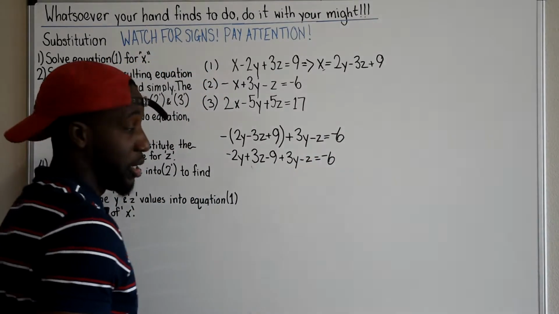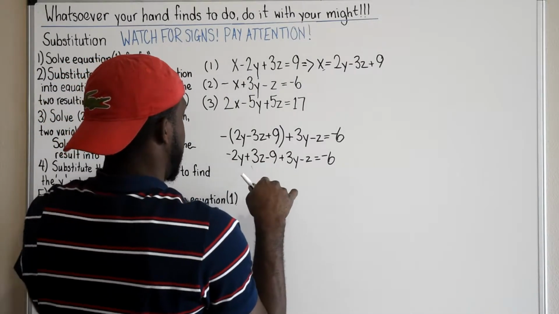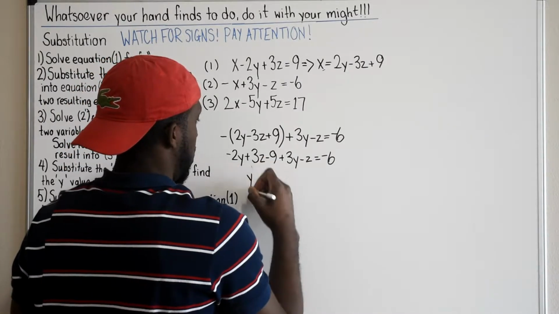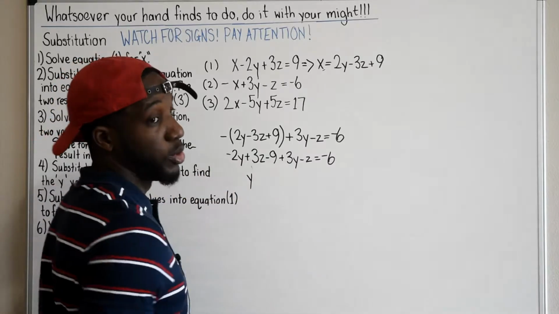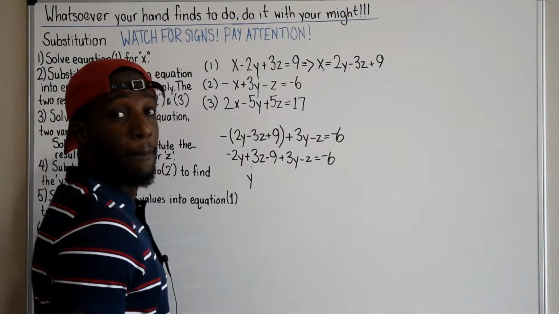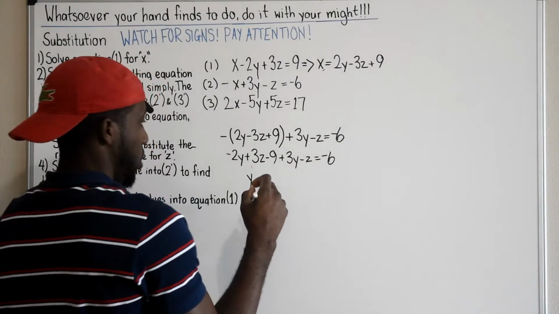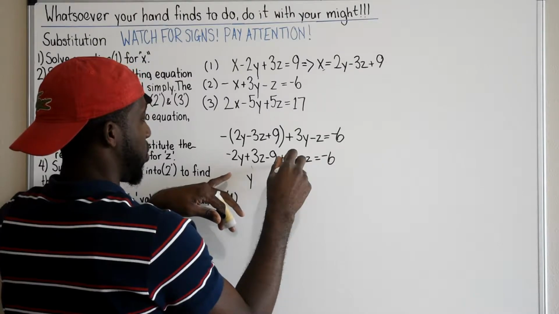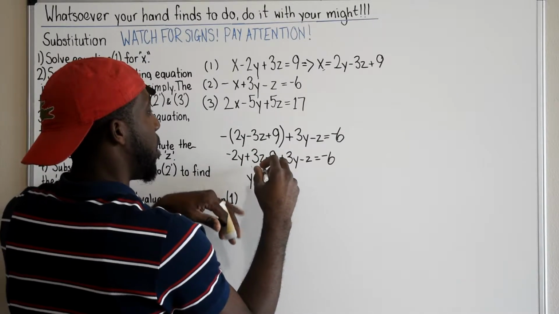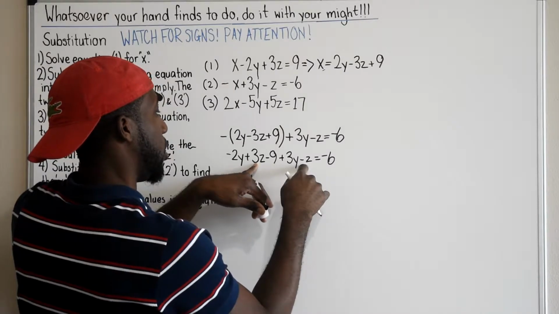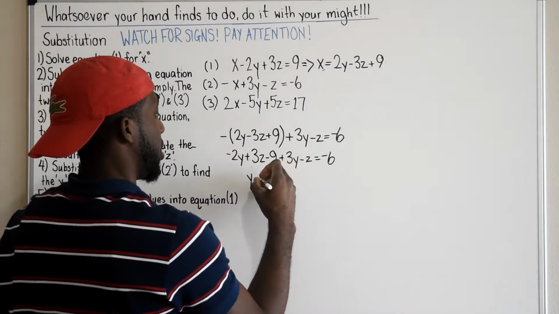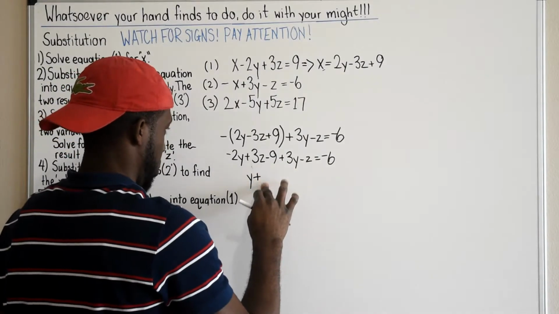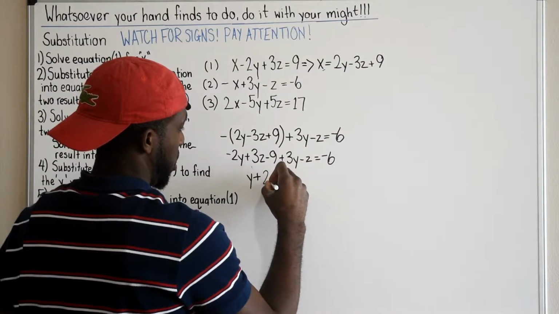Okay, now I'm going to simplify. So I have negative 2y and 3y, so I have y. Remember, when the signs are different, you subtract and keep the sign of the bigger number. Okay, so I have y, negative 2 and positive 3 is 1, so I got 1y. And then I have 3z and negative z. That's going to be plus, whoops, tripping. All right, that's 2z.